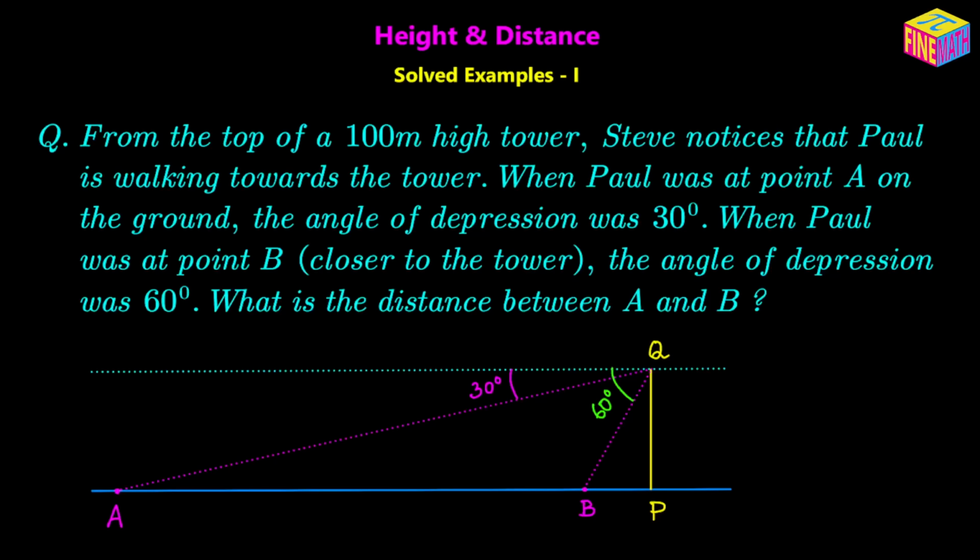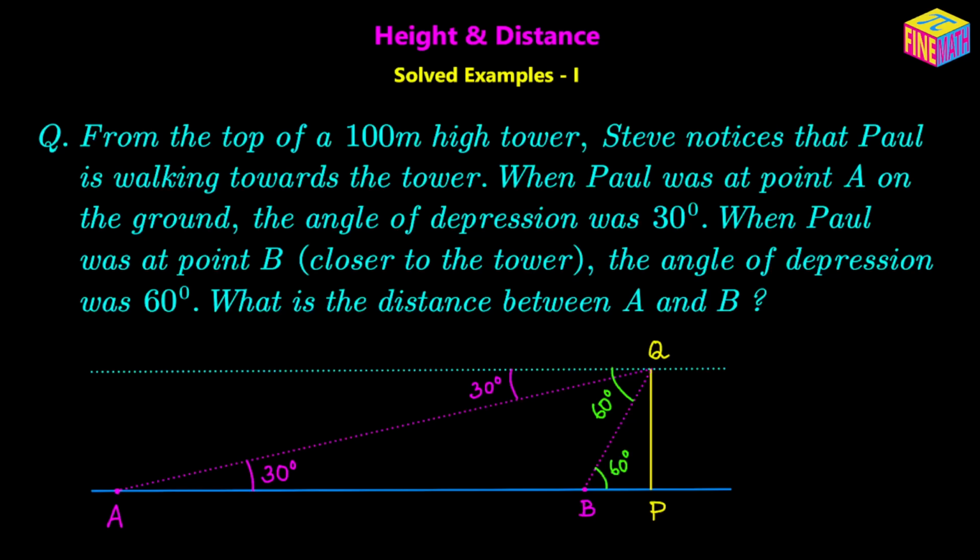They both being horizontal, if you consider AQ to be a transversal, then this angle will also be equal to 30 degree, which kind of looks like the angle of elevation if you observe the top of the tower from the point A. And similarly this other angle here, that will also be equal to 60 degree.